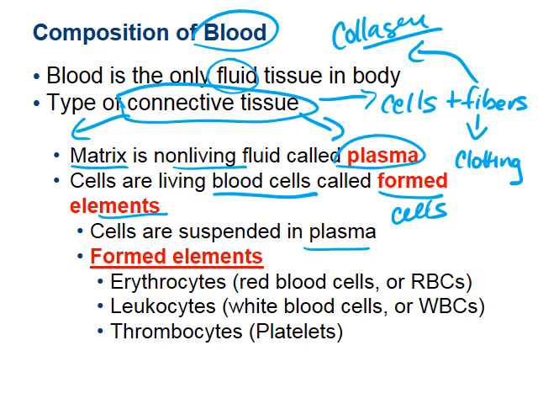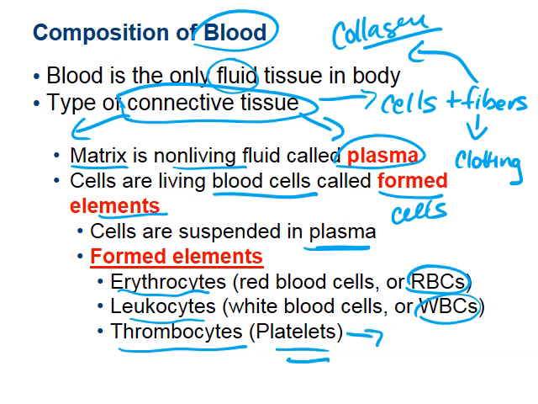So cells are suspended in the plasma, the formed elements, and here are the fancy words. So erythrocytes are red blood cells, leukocytes are white blood cells, and thrombocytes are platelets. And these are the guys that are involved in clotting. These are the ones that are involved in CO2 and oxygen transport, and these guys are going to be immune cells, right?